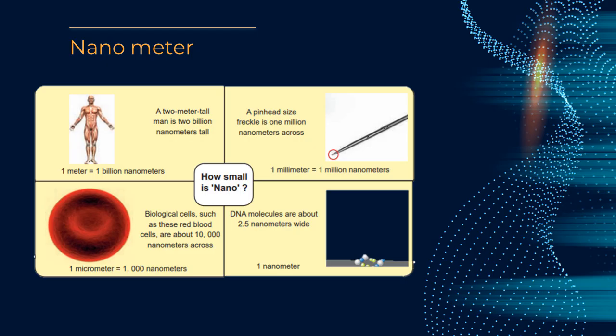And then biological cells such as these red blood cells are about 10,000 nanometers across. 1 micrometer is equal to 1000 nanometers. And the last one, DNA molecules are about 2.5 nanometers wide. 1 nanometer.